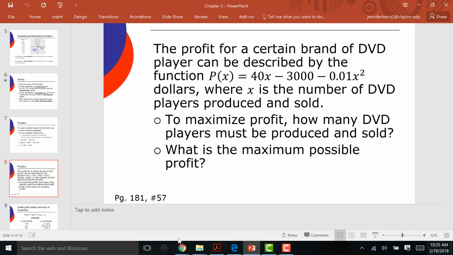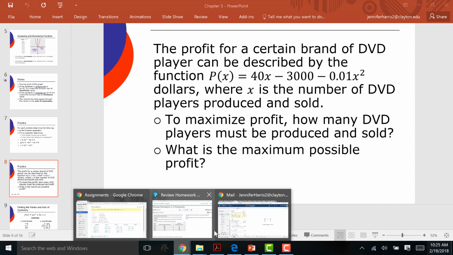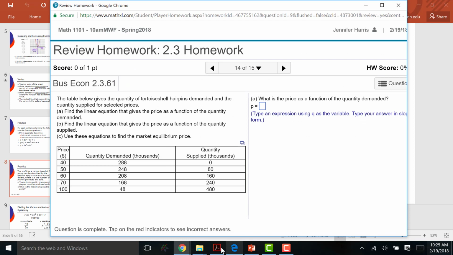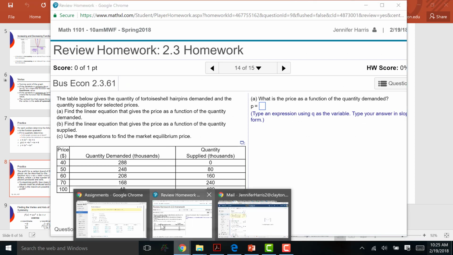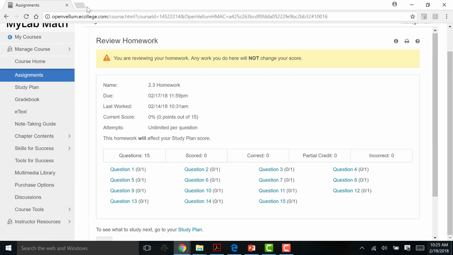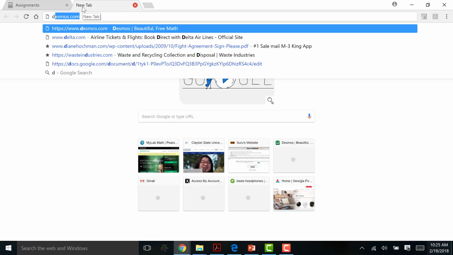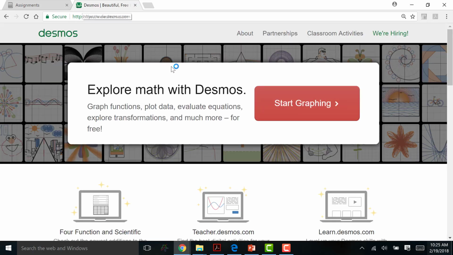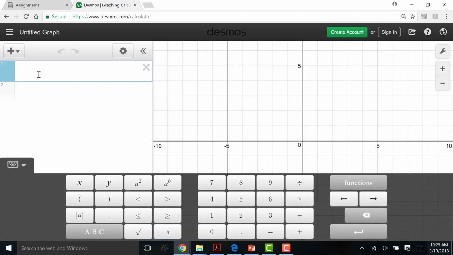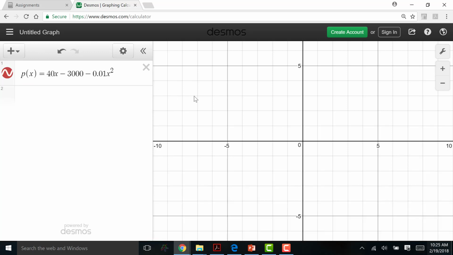Well, let me go there. Hold on. Let me go to that screen. Okay. All right, y'all read it to me. What was it again? P of X is what? 40X minus 3,000 minus 0.01X squared.